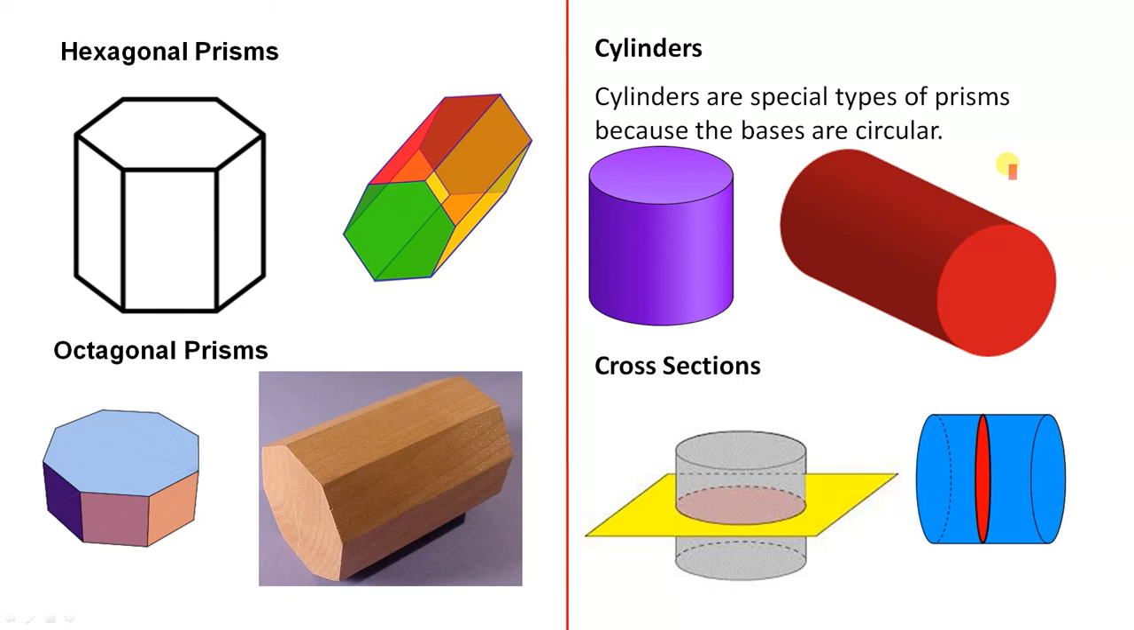Cylinders are special types of prisms because the bases are circular. So here are two prisms, and again, if you slice them in the centre, then the cross-section is exactly the same as the top and the base. Doesn't matter whether the cylinder is this way or sideways, it's still the same.